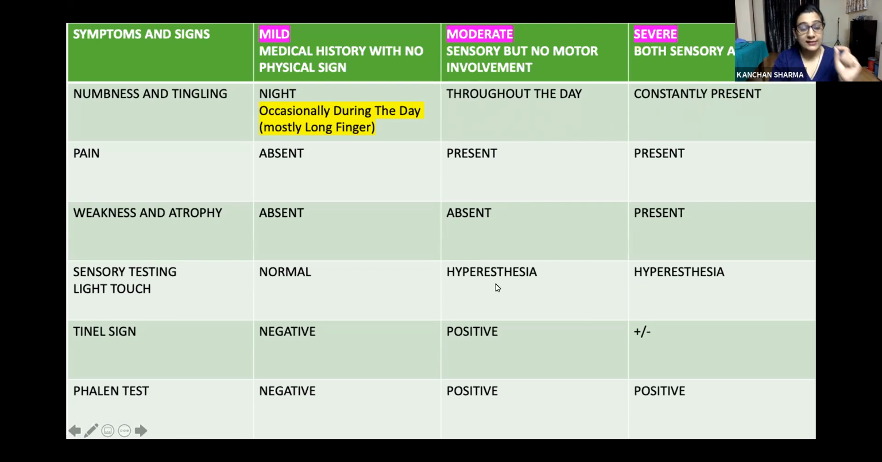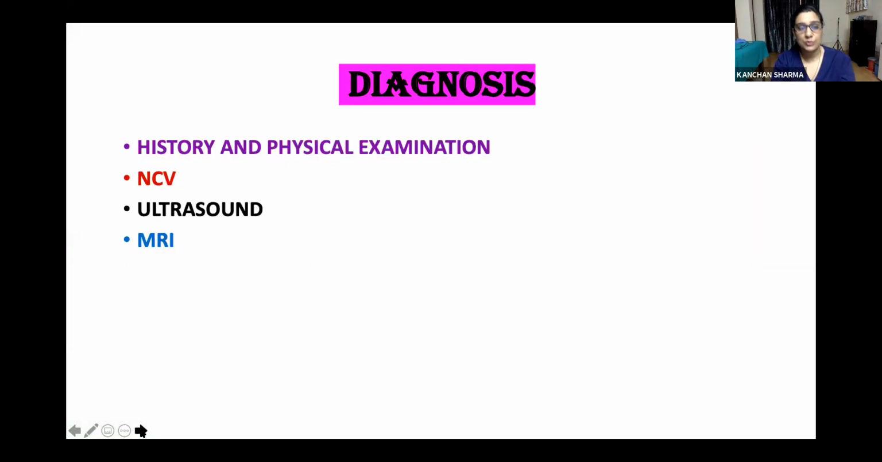So the gist of this slide, the take home message, is: in the mild cases, the patient will be having only night tingling sensation, some abnormal sensation. If it is moderate, that will be present throughout the day. If it is severe, it is constantly present. Then what is the distinguishing feature between moderate and severe? Weakness and atrophy will be there in severe, but not in moderate. So this is what you need to remember. Regarding the tests, everything will be there in both the moderate and the severe cases. So we should know how to distinguish between them.